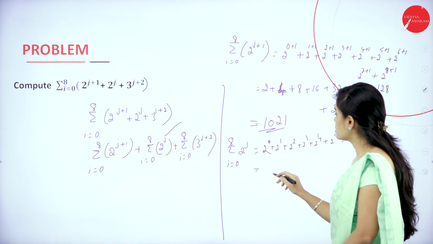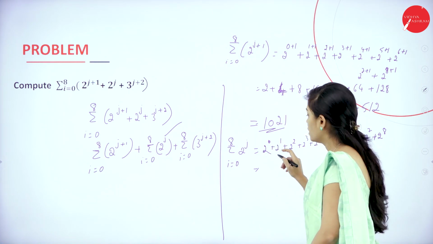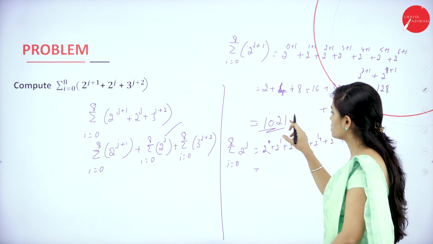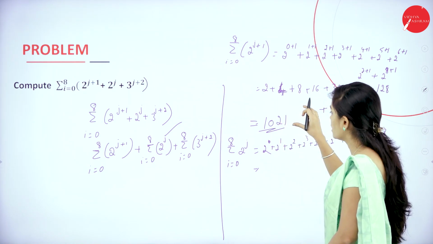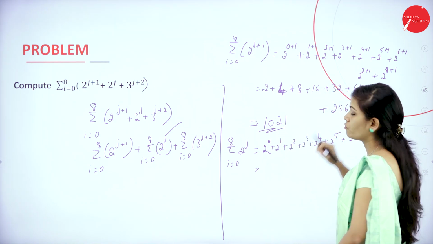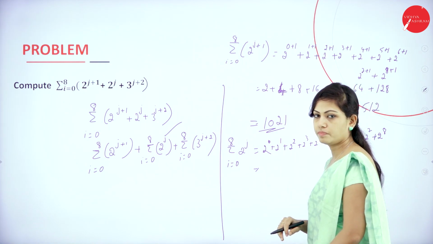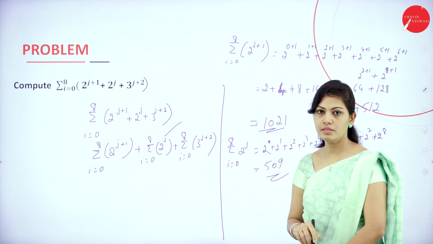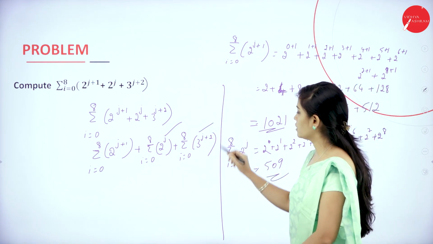So same thing you have. You just add this. So 2 power 0 is 1. 2 power 1, 2. 2 power 2, 4. Add all the values. Otherwise you can subtract this 1021 with 512. So you'll get the answer. So add all the values. You will get 509. Clear?